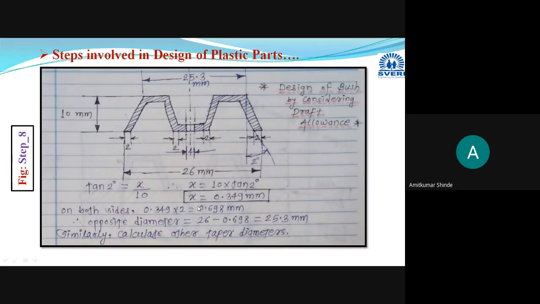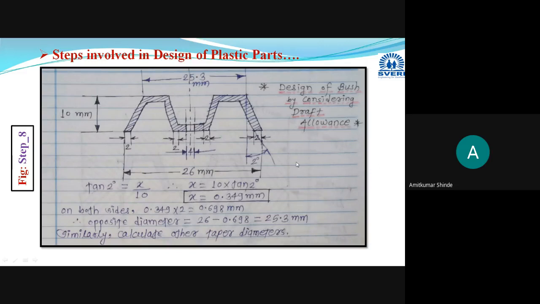0.349 millimeter. Okay, from both sides, 0.349, from this point to this point, and from this point to this point, and this center portion will remain 25.3. Okay, this is the modified design of the bush by considering the draft allowance. Now, so this is your final design.